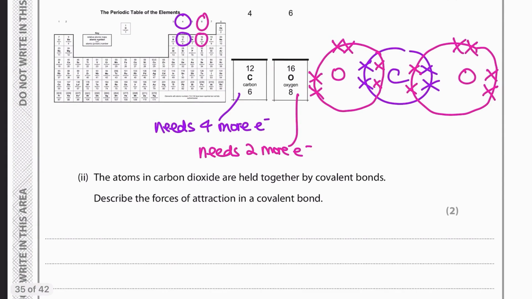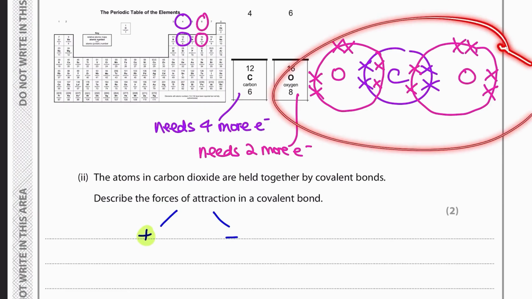Okay, part 2, it says, the atoms in carbon dioxide are held together by covalent bonds. Describe the forces of attraction in covalent bonds. So when we think forces of attraction, I want to think of positive and negative attracting each other. Otherwise, there wouldn't be any attraction. So the positive part, what's positive? Just stare at it and tell me what part of this is positive. What is a positive thing? The proton.